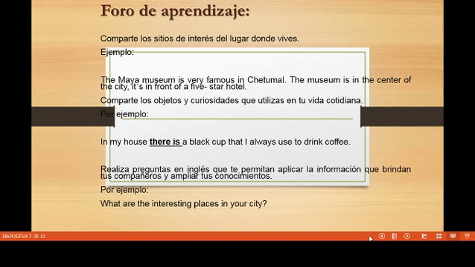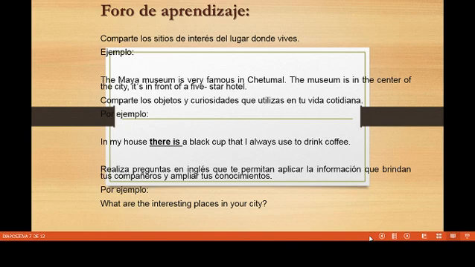For example, the Maya Museum is very famous in Chetumal. Chetumal is the place where I live. The museum is in the center of the city. It's in front of a 5-star hotel. As you can see, I'm talking about a museum, the Maya Museum, and it's very famous. Where is the museum? The museum is in the center of the city. It's in front of the 5-star hotel.